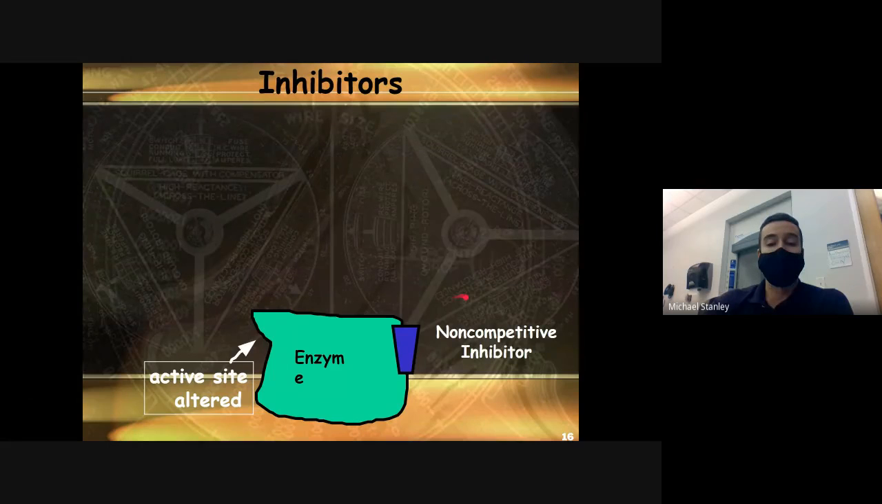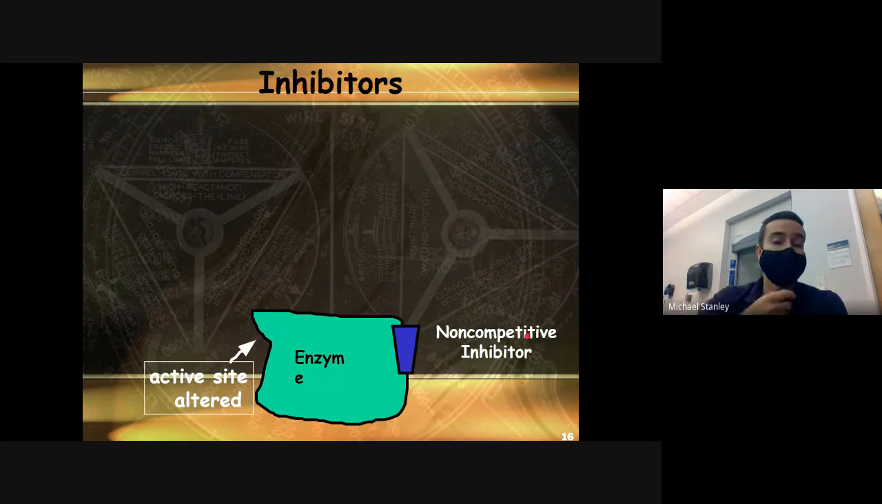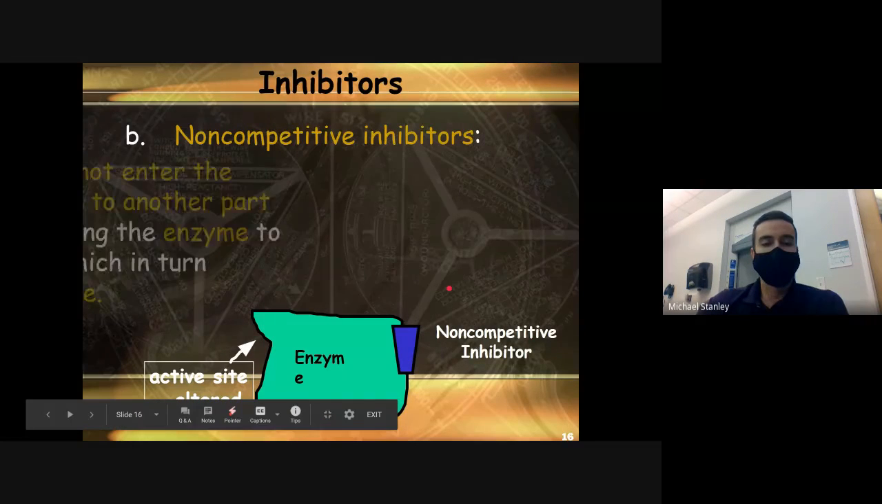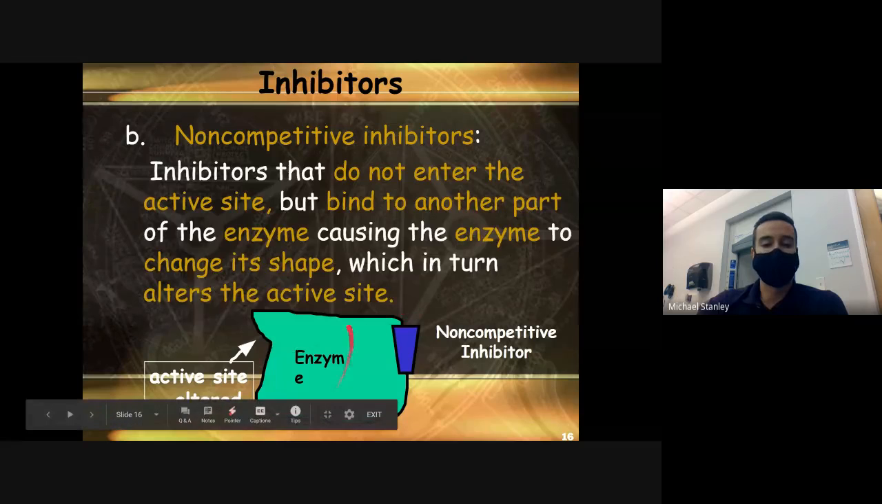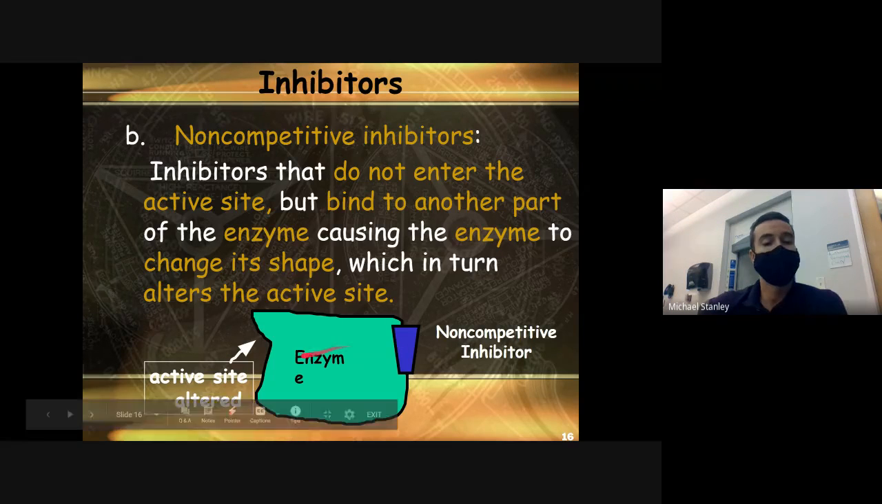Another way is through a non-competitive inhibitor. Like the name suggests, these are not competing for the active site. Instead, they go somewhere else on the enzyme. They go on the back porch over here. And when they bind, when they stick to the enzyme, it twists, it changes its shape. And when we change the shape, that's bad news for the enzyme.